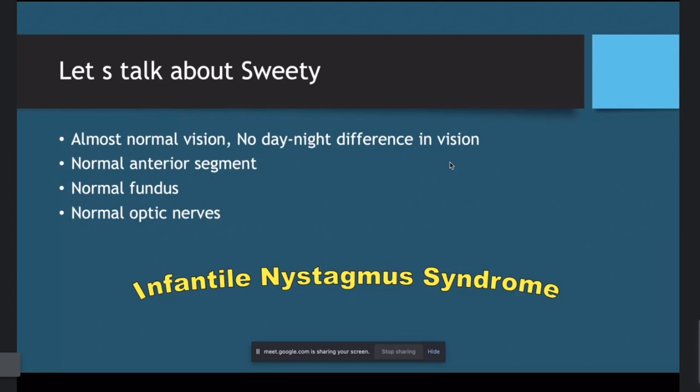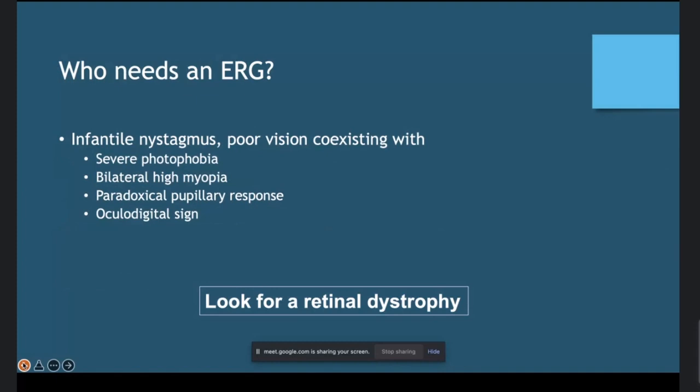If something is funny going on with the optic nerve, or the child has other neurological signs, oscillopsia, which means acquired nystagmus, then get an MRI. So we're going to go back and look at three more slides, which clarifies this better. So infantile nystagmus, poor vision, coexisting with severe photophobia, high myopia, remember CSNB, paradoxical pupil, oculodigital sign, look for a retinal dystrophy and hence do an ERG.